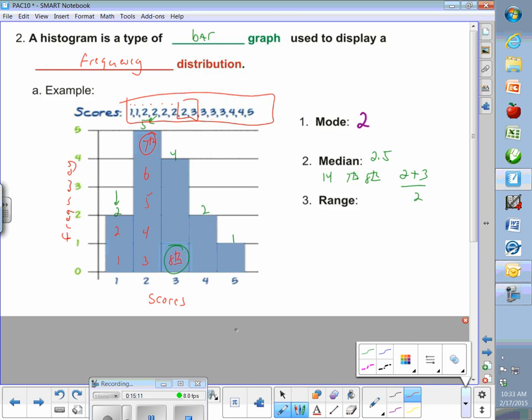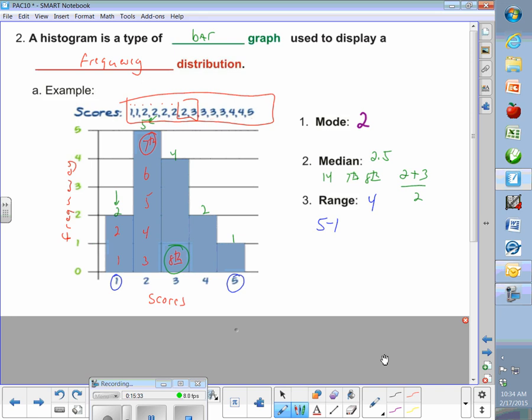All right, last thing is the range. Range is easy. What's our high score? Remember, the scores are on the bottom. The highest score is a 5, the lowest score is a 1, and our range is a 4. Highest is a 5, I'm sorry, lowest is a 1, and our range is a 4.